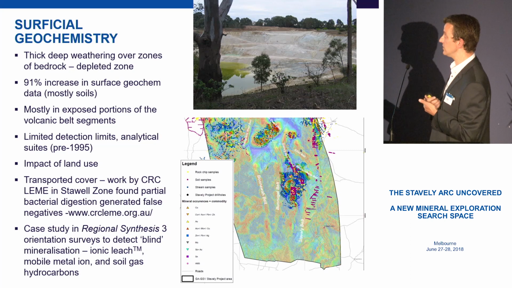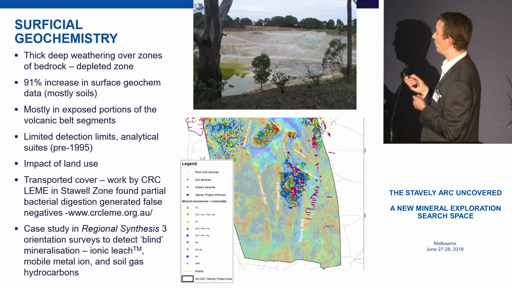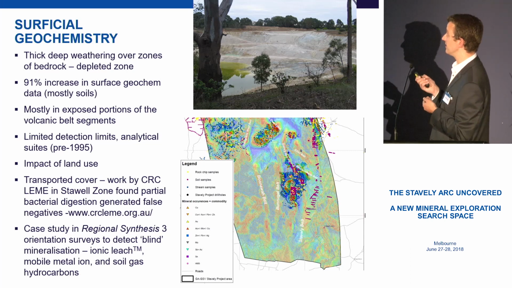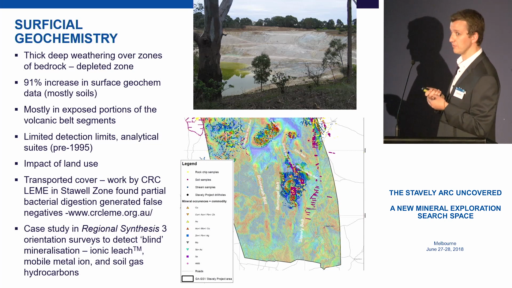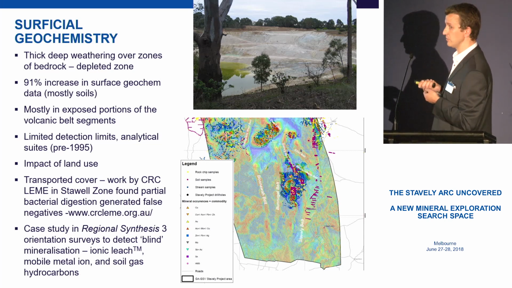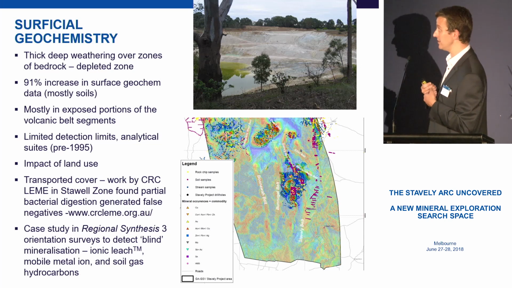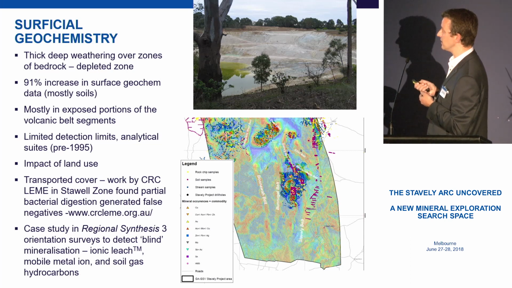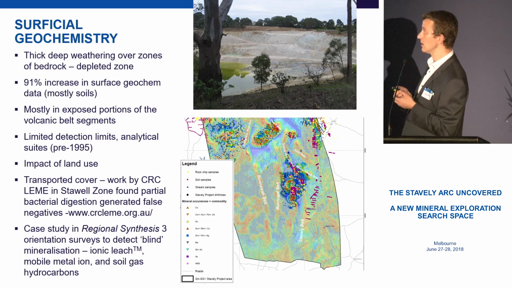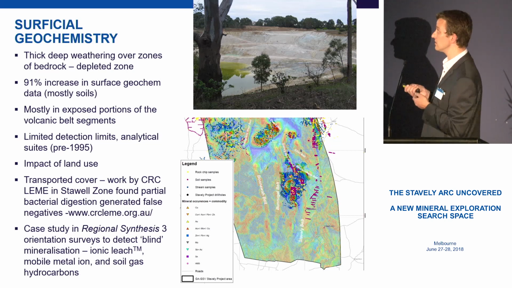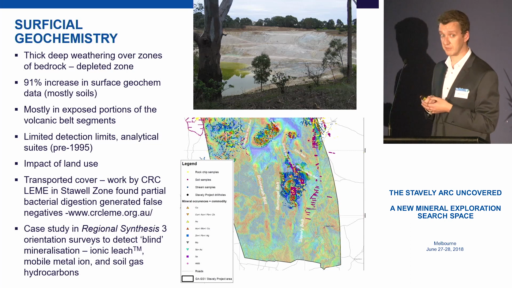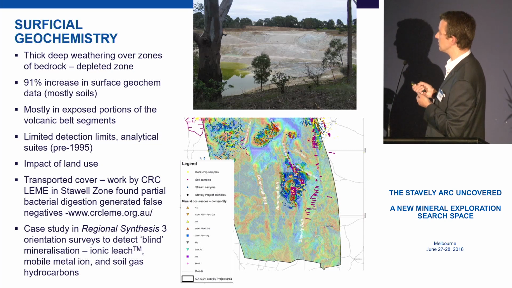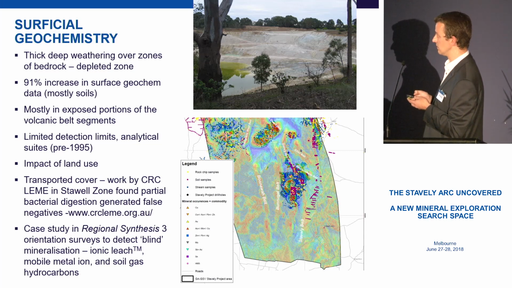Touching on how surface geochemistry may work, we've got to beware of deep weathering profiles, which may generate depletion zones, and that obviously presented a problem for people who were drilling short holes, taking a sample and getting anomalously depleted geochemistry. Mel spoke about the massive increase from the historical mineral exploration data compilation exercise, that 91% increase in the surface geochem data available. That's mostly soil data, but still it's relatively restricted to the exposed portions of the volcanic belts.